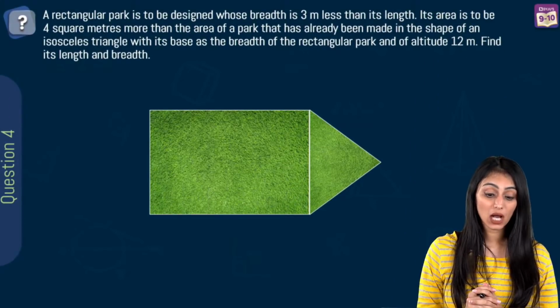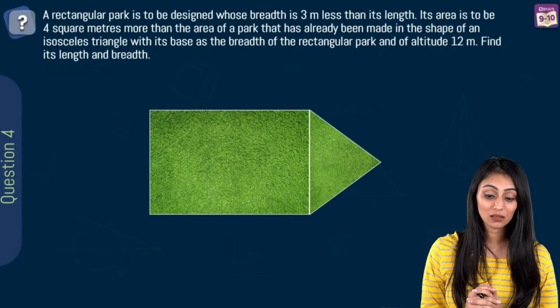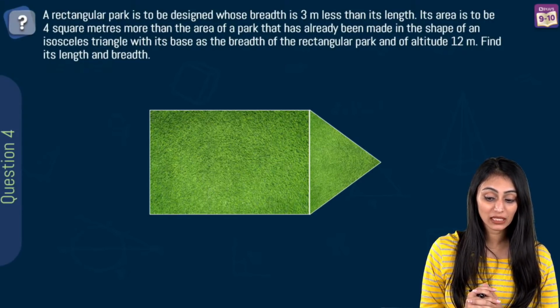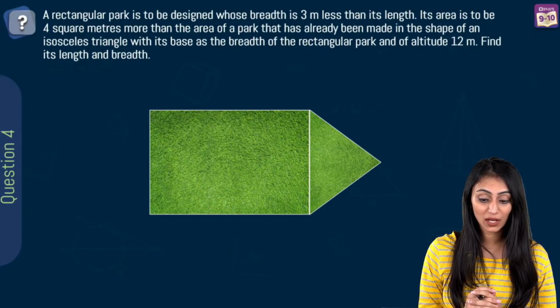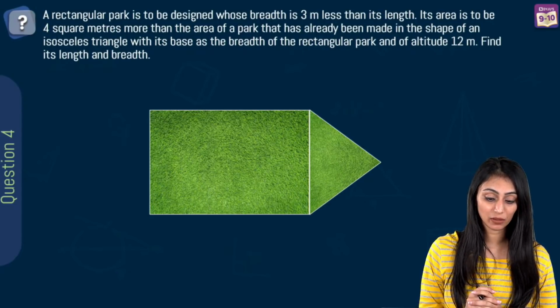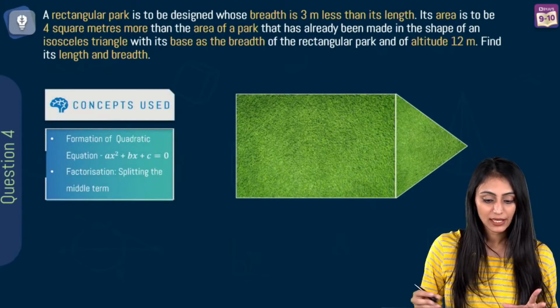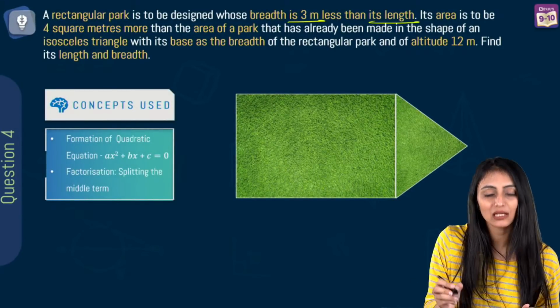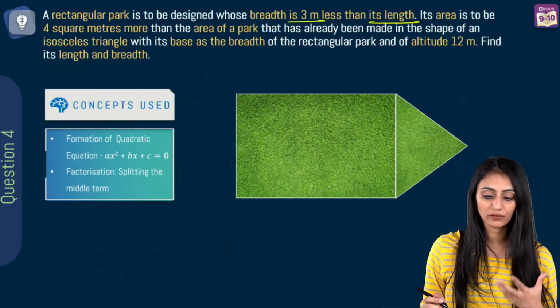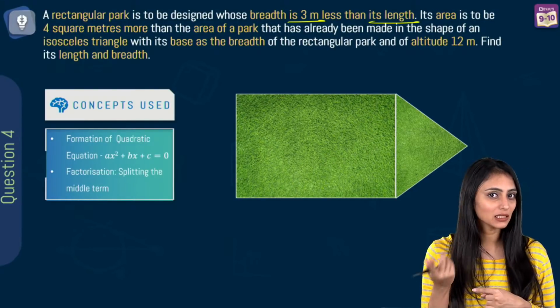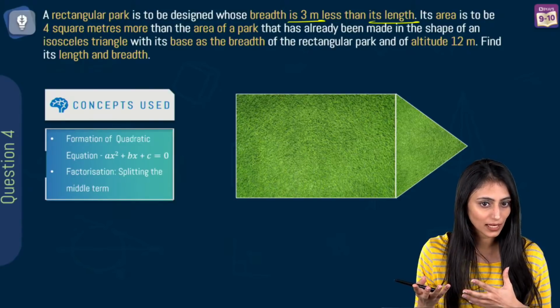So a rectangular park is to be designed whose breadth is 3 meter less than its length. Its area is to be 4 square meter more than the area of the park that has already been made in the shape of an isosceles triangle with its base as the breadth of the rectangular park and of altitude 12 meters. Find its length and breadth. So the question is talking about a rectangular park, right? Is to be designed whose breadth is 3 meter less than the length. That means length is 3 meter greater than the breadth. Another way of saying it, right?